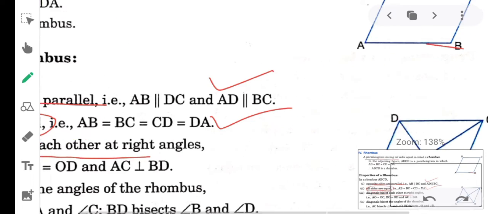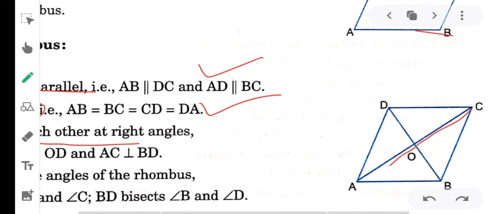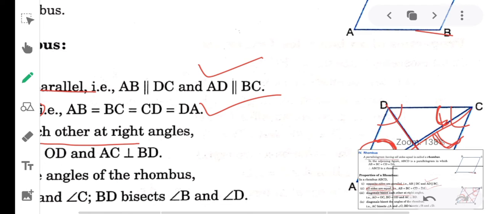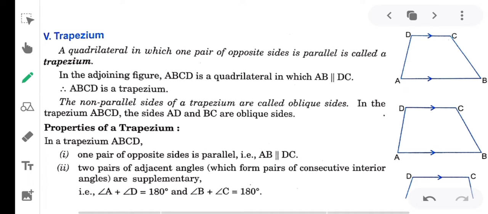That means the diagonal AC bisects the angles A and angle C. That means angle OAD equal to angle OAB. Like that, angle OCD equal to angle OCB. Like that, the diagonal BD also bisects the angles D and B. Clear?